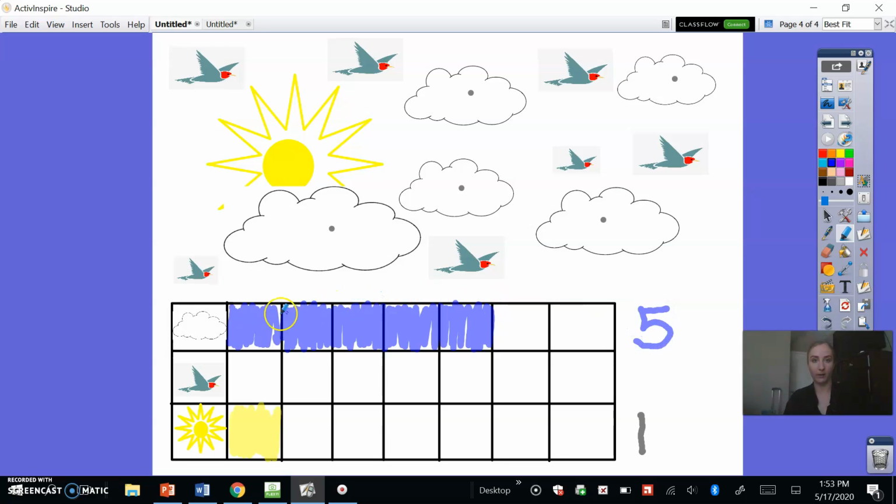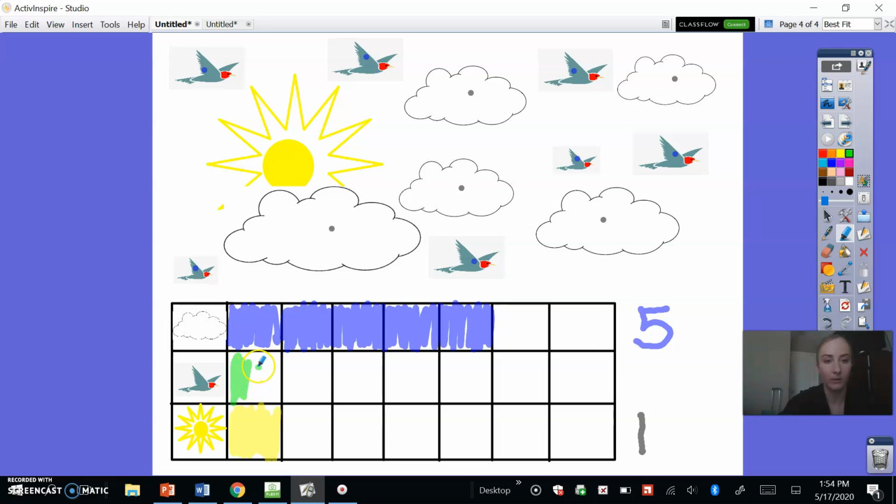And then last but not least we have the birds. Let's count the birds. I'm going to put little dots on them so I don't forget. 1, 2, 3, 4, 5, 6, 7. So I saw 7 birds. I'm going to use green to shade in the birds. And remember, do I count this bird? That's just the picture for the graph. So we need to shade in 7 squares.